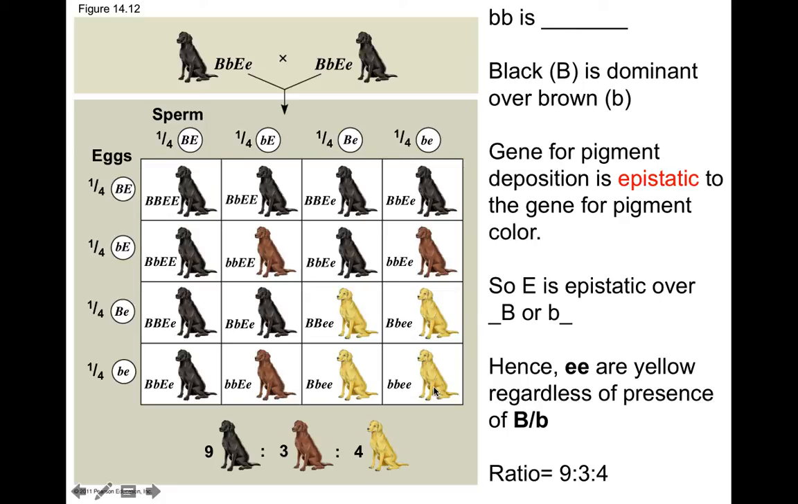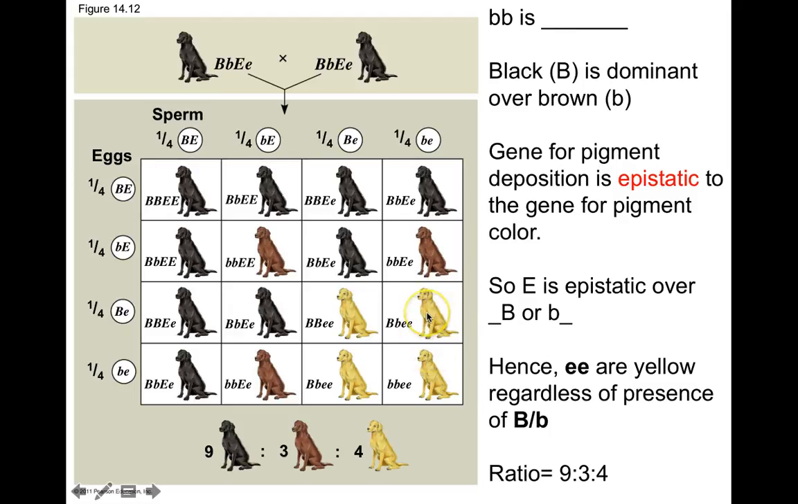So where did this gold color come from? The reason why they're gold, not black or brown, is because they do not have the pigment deposition gene, which is big E. If this gene is not there, then they are not able to make a protein which will deposit that black pigment or the brown pigment made by another gene, and hence their coat color is not black or brown, but yellow.